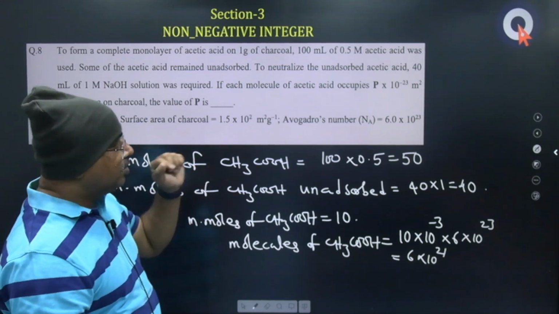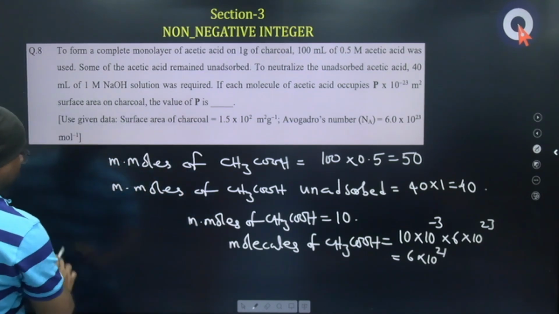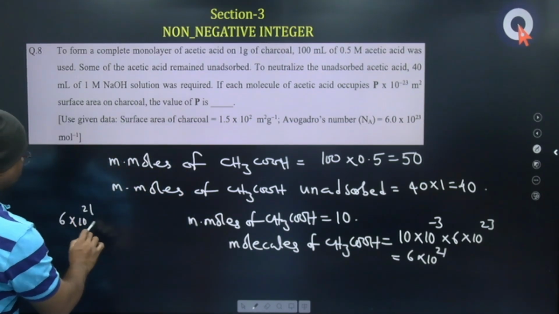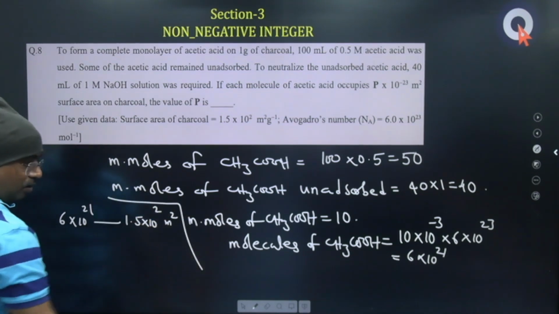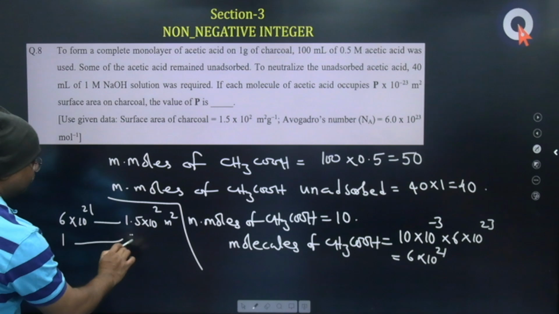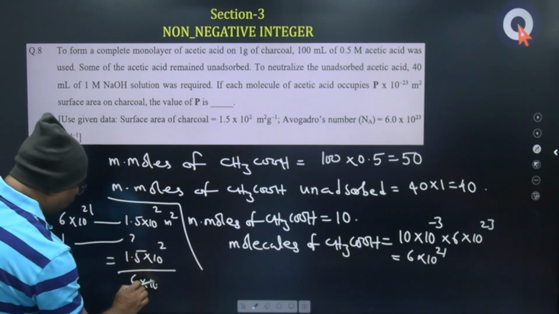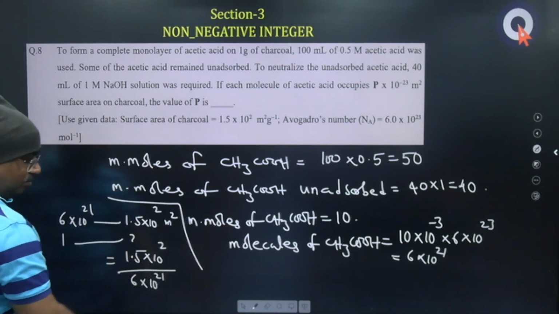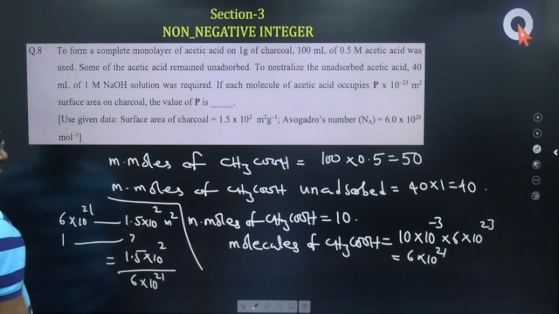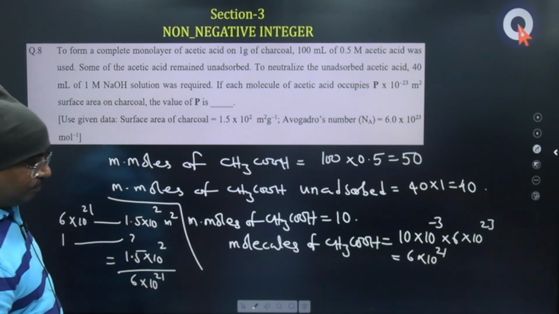So for each molecule, what is the area? Total area available was this much only. So for 6 into 10 to the power of 21 molecules, we have 1.5 into 10 to the power of 2 meter square area. What should be there for each one molecule? So it is 1.5 into 10 to the power of 2 by 6 into 10 to the power of 21. Okay. So if you solve it, how much will you see? This is 150. You can try this easily. So what is the value of P you will get?